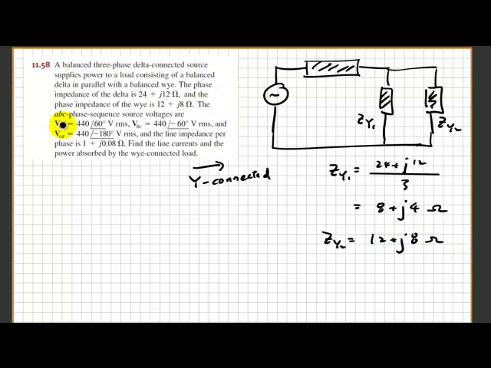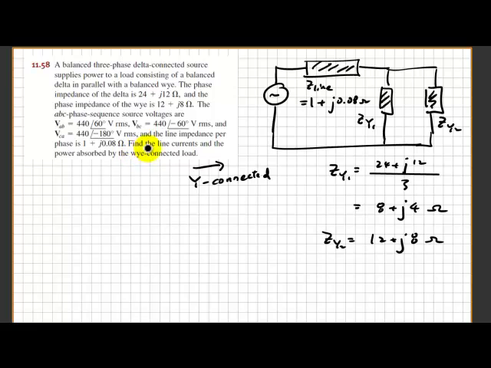And the rest of the ABC phase sequence source voltages are this, and as you know, this is already given. And then the line impedance per phase is 1 plus j0.08 ohms. So you can just say that this Z line is equal to 1 plus j0.08 ohms.